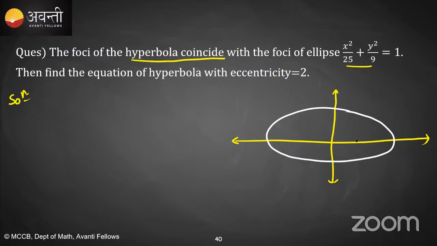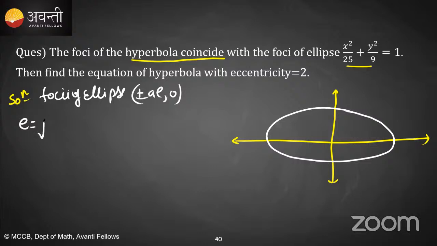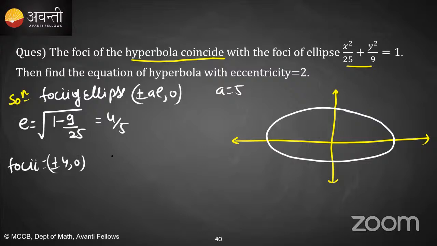And what are the foci of the ellipse? Plus minus a comma 0. Yes or no? So what is the eccentricity of the ellipse? First of all, under root of 1 minus b square upon a square, which means 4/5. And here a is 5. So the focus of the ellipse is plus minus 4, 0. This point is 4, 0 and this point is minus 4, 0.